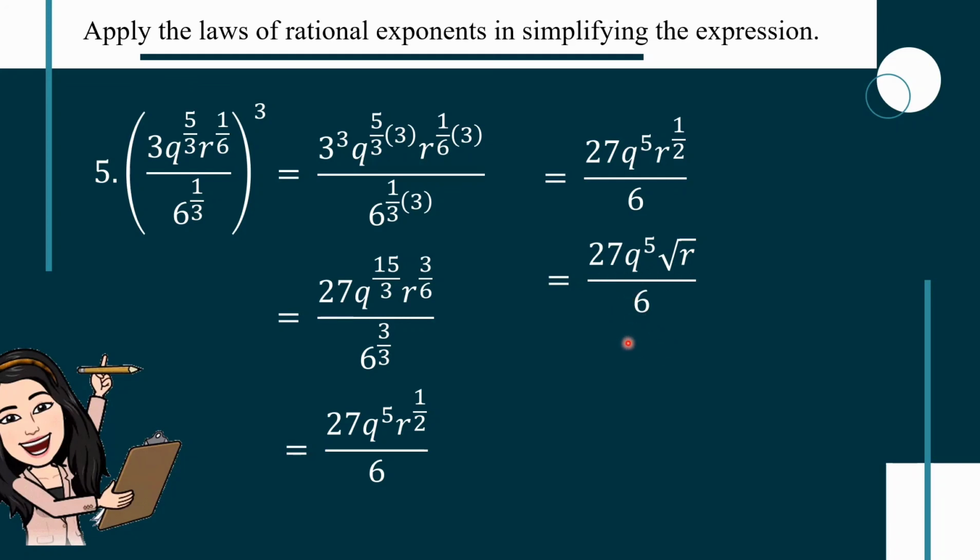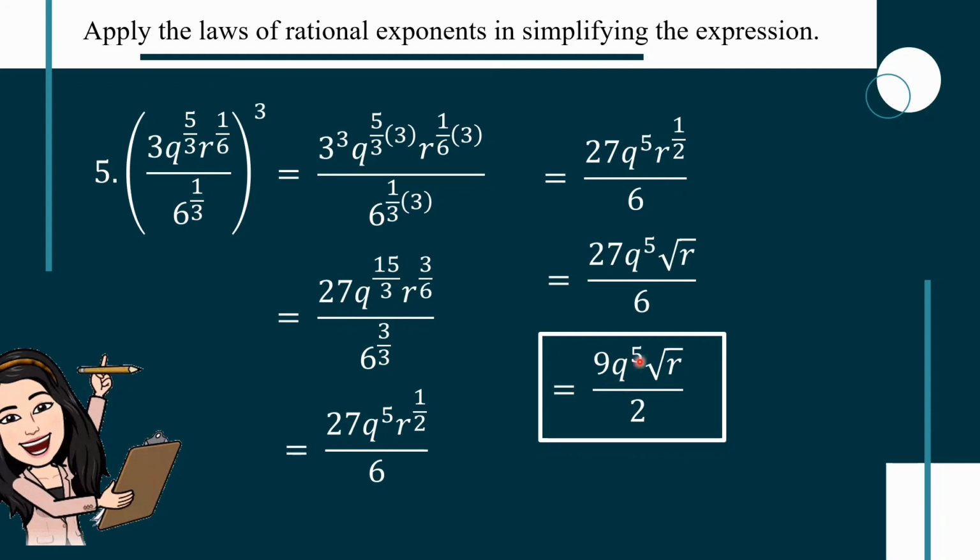Okay. Meron pa ba? Ayan, meron pa. Why? Kasi yung 27 and 6, pwede pa natin siyang i-lowest term. Papaano? By dividing both sides by 3. Kasi divisible siya parehas by 3. 27 divided by 3 is 9. 6 divided by 3 is 2. So, therefore, our final answer is 9q to the 5th and square root of r all over 2. Again, 9q raised to 5 square root of r all over 2. So this is our final answer.